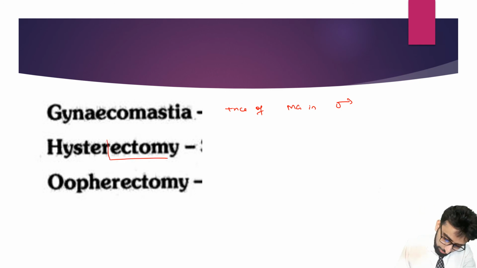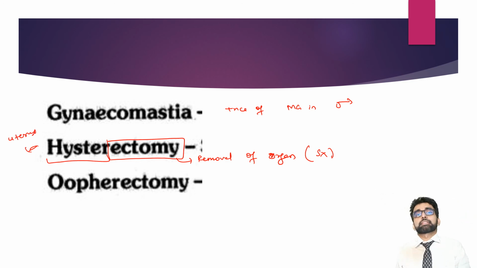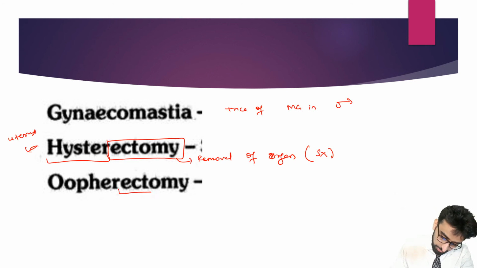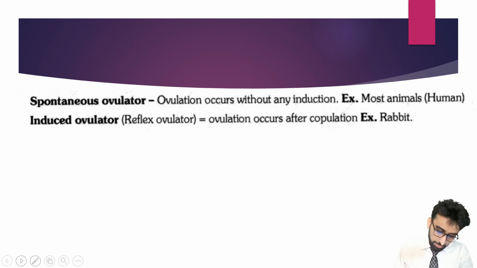Hysterectomy, already we have said. Ectomy means removal of an organ surgically. And the word hyster we have said is for uterus, so surgically removing the uterus is known as hysterectomy. Similarly, ectomy, but this time the ova are coming out surgically, so surgically removing the ova is known as oophorectomy.